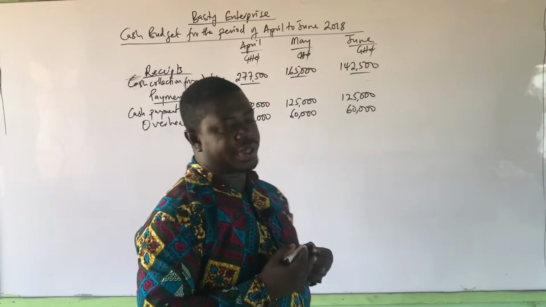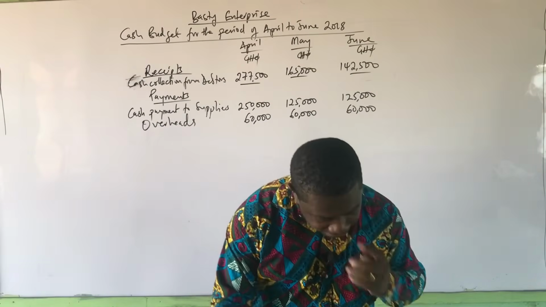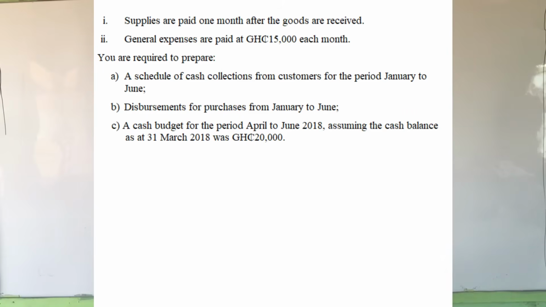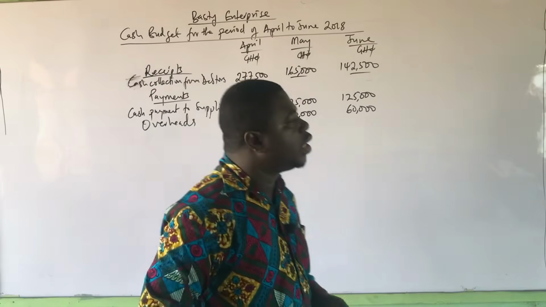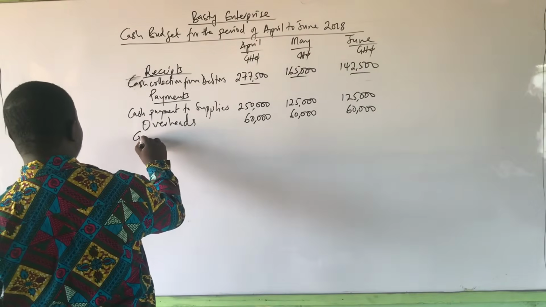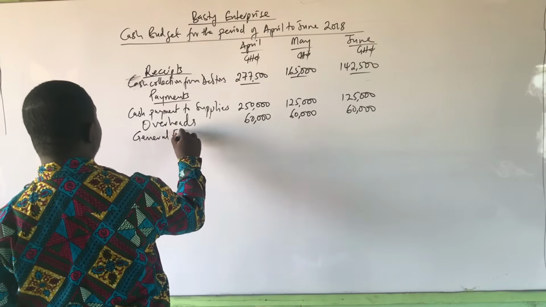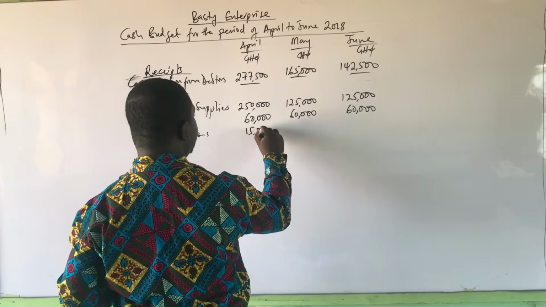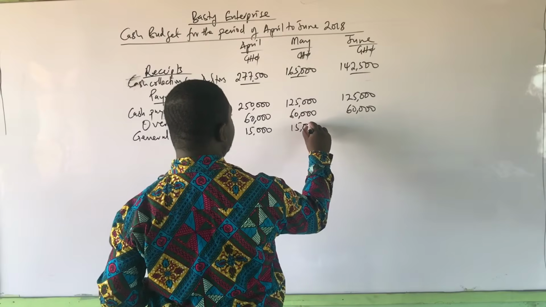So we are done with our payment. And then we look at any other payment. We are also told in additional information 5 that general expenses are paid at 15,000 each month. So that also becomes a payment. General expenses, 15,000 each month.